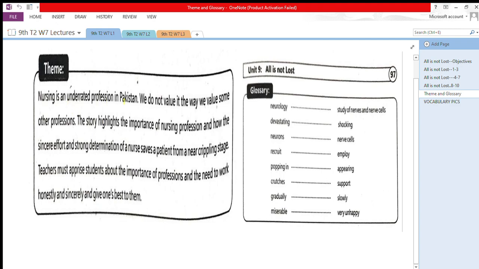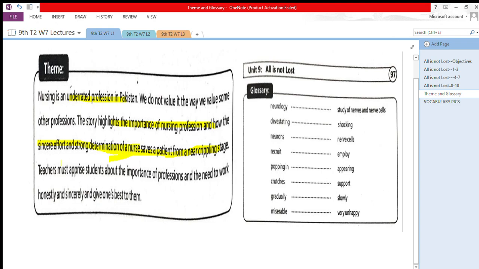Nursing is an underrated profession in Pakistan and in many other countries. We do not value it the way it should be valued. The story highlights the importance of the nursing profession and how the sincere efforts and strong determination of a nurse can save a patient from a near crippling stage. Crippling means where a person can go to a disabled situation where he can become a crippled or disabled person for a lifetime. A nurse can save the life of that patient.